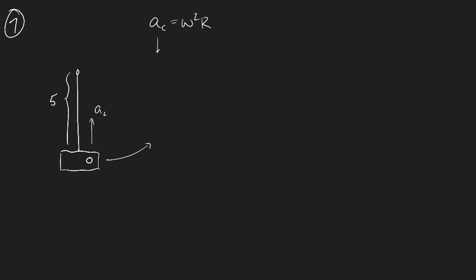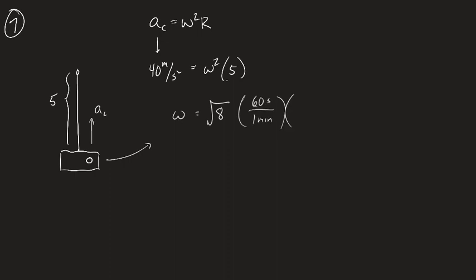We want the centripetal to be 4 Gs or 40 meters per second squared. That has to equal omega squared times 5. So that means omega is going to be the square root of 8 radians per second. We need to convert that to rotations per minute. So if that's radians per second, the first thing I would do is say 60 seconds for every 1 minute. And then it's in radians, so I want it in rotations. So every 1 rotation is 2 pi radians.